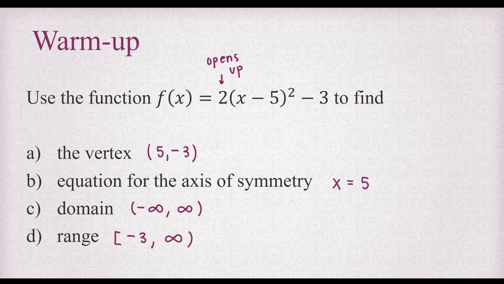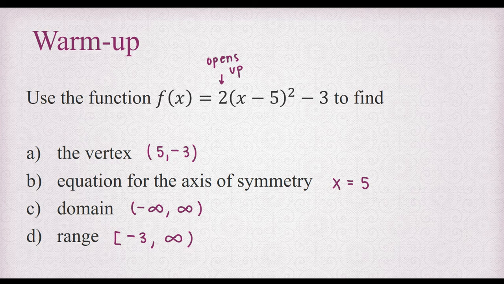Hopefully you noticed that it's in vertex form, so (5, -3) is the vertex. The equation for the axis of symmetry then is x equals 5, because it's always that first number from our vertex. Domain will always be the same. It goes from -infinity to +infinity.